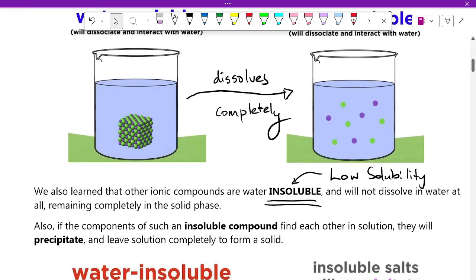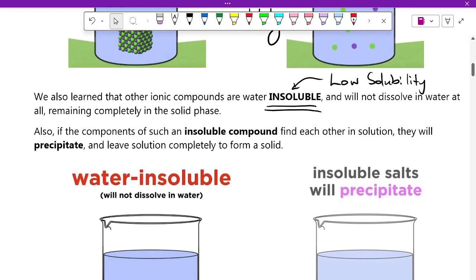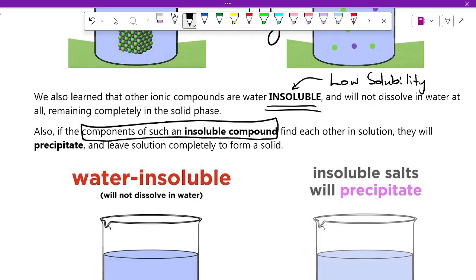Now, that's a bit of a lie, okay? But we'll get to that lie in just a moment. If the components, so that would be like the ions, the components of an insoluble compound, that might be, for example, Ag plus and Cl minus, say they find each other in solution, they will precipitate and leave the solution completely to form a solid.